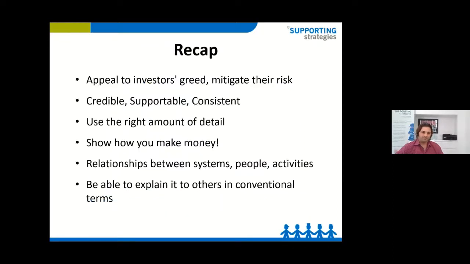All right, so to recap, you need to appeal to investors' greed to mitigate their risk. I don't want to read this stuff to you. It's here. I can send a copy of this deck out to everybody who signed up for the webinar. And that's what we want to accomplish with the financial forecast model.